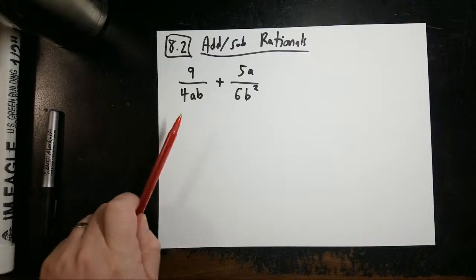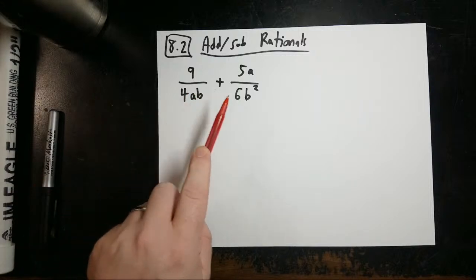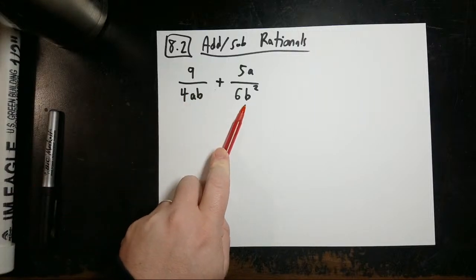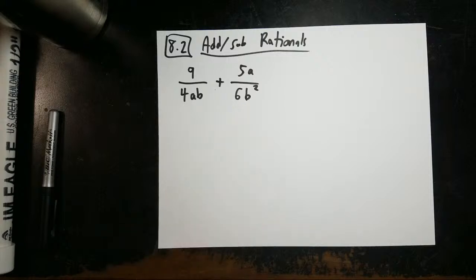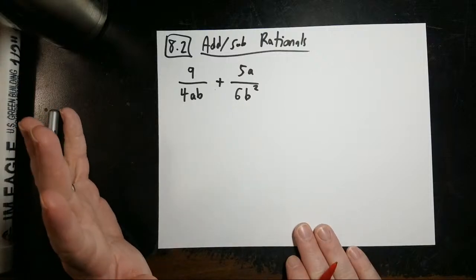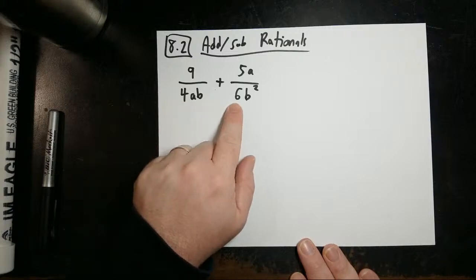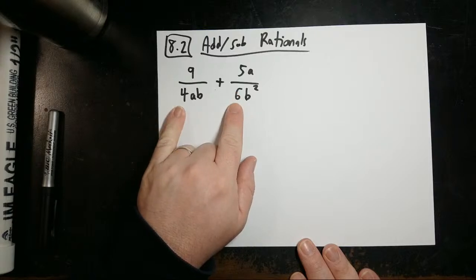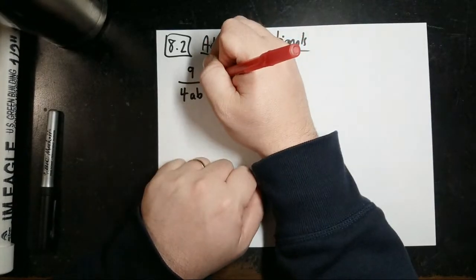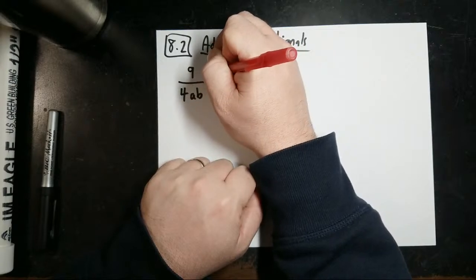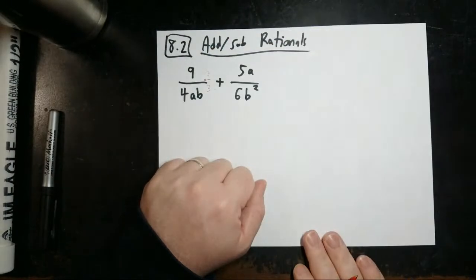Now, the denominators, there's a 4ab and there's a 6b squared. Well, let's go through it a piece at a time. Let's start with the constants, or the coefficients. This one has a 4, this one has a 6. Least common multiple is 12. In order to make that a 12 so that they match each other, I would need to multiply this top fraction by 3 over 3.